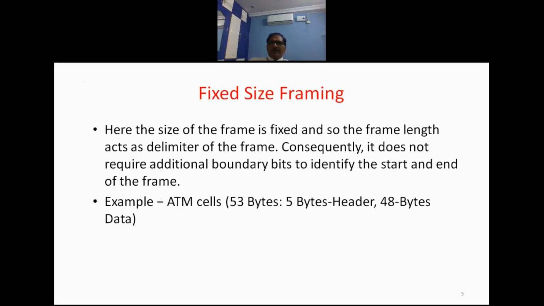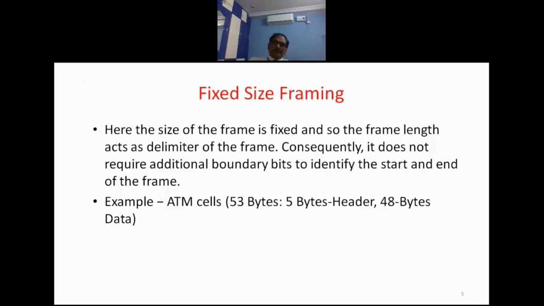As a result, it is easy to identify the beginning and ending of the frame. After every 53 bytes, one frame is over. So no specific identity is needed to find out from where to where the frame is. It is easy to identify the ending of a frame, and then the beginning of the next frame, because of the fixed size. Every 53 bytes, one frame. Next 53 bytes, another frame, and likewise. So no specific indication is needed. That is the biggest advantage.